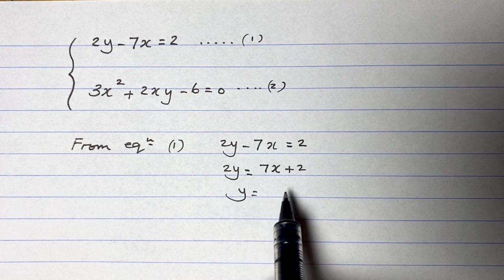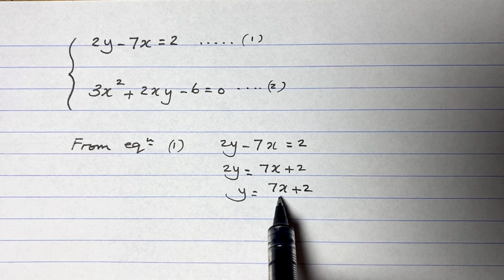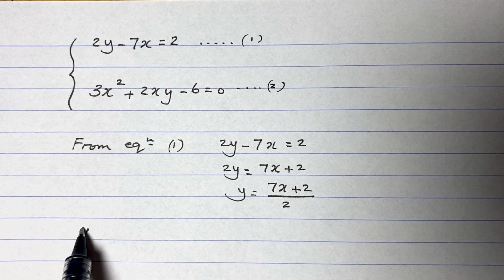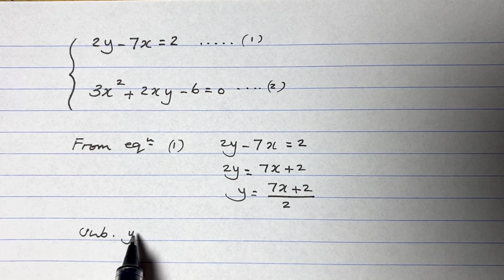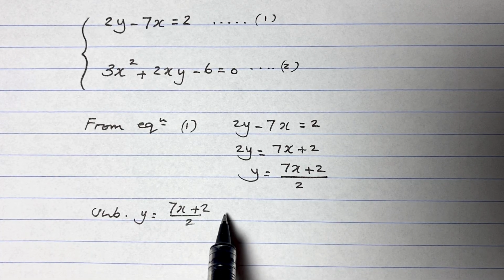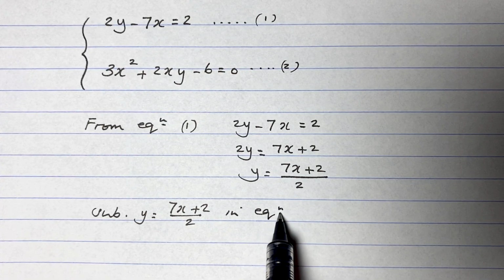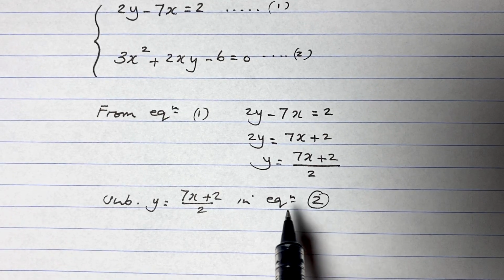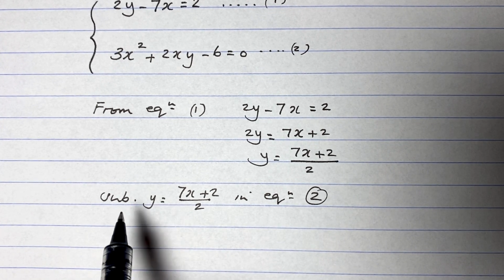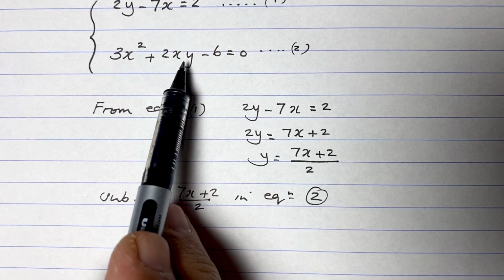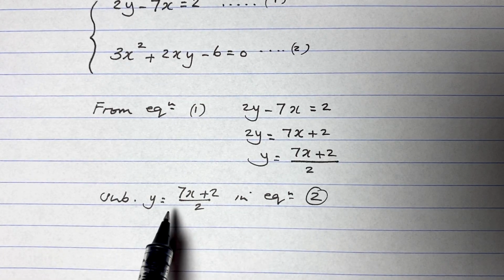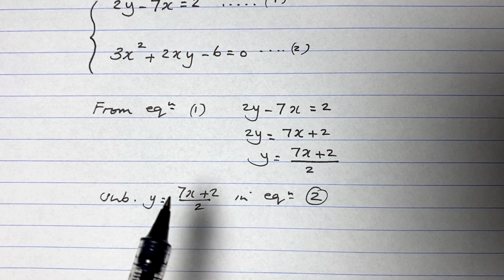And making y the subject. So I'm writing y in terms of x. Then I'm going to substitute y equals (7x plus 2) divided by 2 in equation 2. So this is a quite hard one because the numbers aren't very friendly, and we have x squared and x and y all mixed together. But the procedure is the same. So all my y is going to be replaced with x.